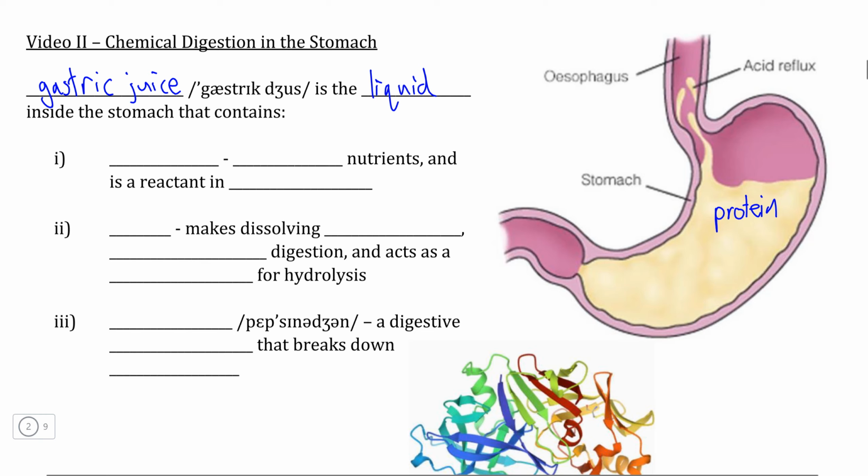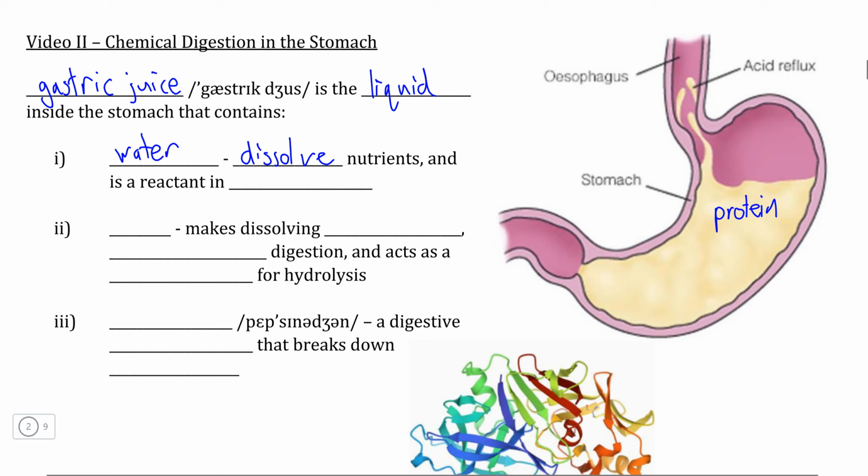And gastric juice contains three specific components, all of which play an important role in the chemical digestion of protein, starting with water that makes up most of the liquid volume of gastric juice. Now, water in gastric juice fulfills the same role as water in saliva does, acting as a solvent to dissolve the partially digested food that ends up in the stomach, making it easier to digest.